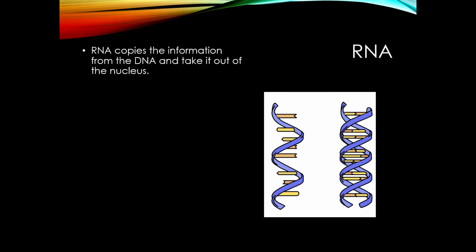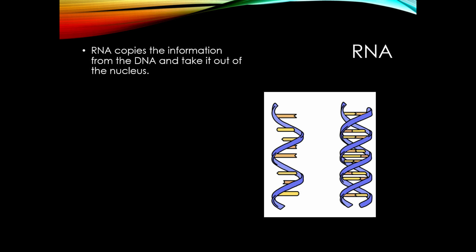Alright, so now we are going to analyze something else, which is DNA and RNA. What is the difference? DNA is the one that we can see on the right. You can see that it has a double helix or a double strand. But RNA only has one strand, which is the one on the left. And let's analyze something important about it. So RNA copies information from the DNA and takes it out of the nucleus.